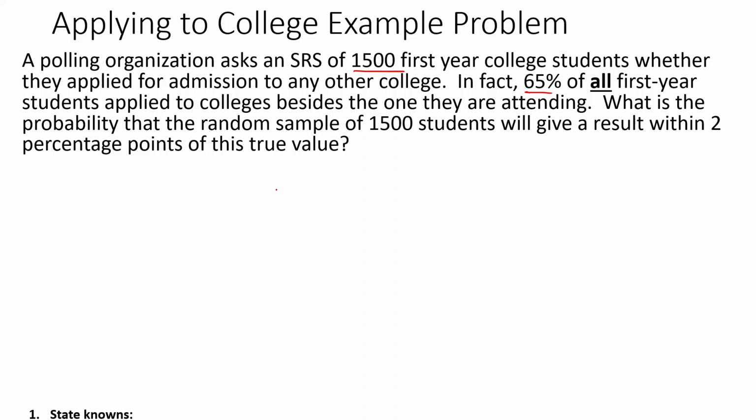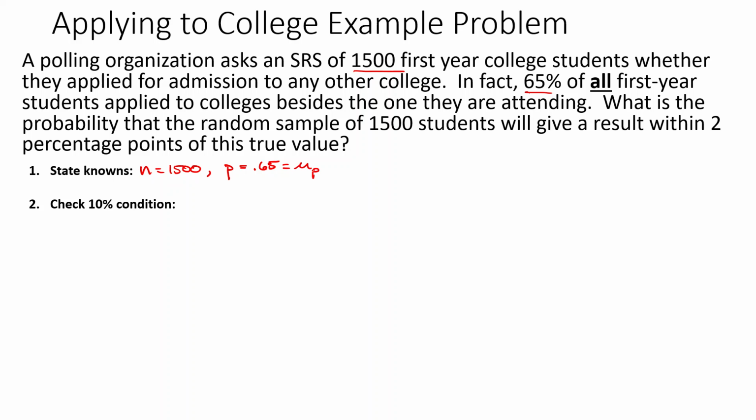Let's see. What should we do first? Well, let's start by stating what we know. So we know our sample size is 1,500. We know that the true p for the population is 0.65, which is also the mean of the sampling distribution of all those proportions. And we want to be within plus or minus 2 percentage points. So that'd be plus or minus 0.02 of the actual.